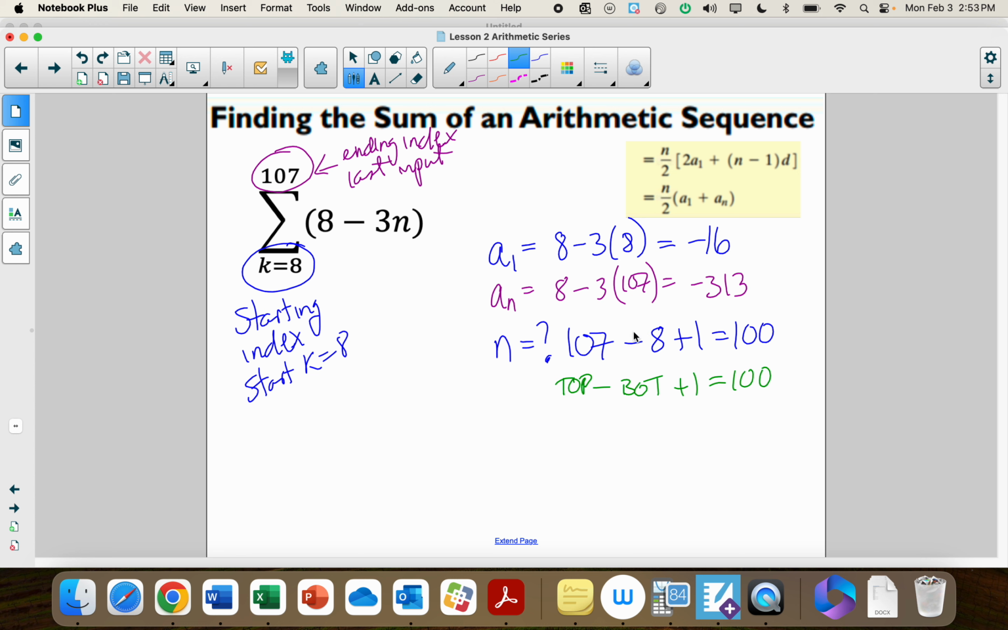And so now I know first term, last term, number of terms. So the sum is 100 over 2. First term is negative 16. Last term is negative 313. And you can throw that into your calculator to get a sum of negative 16,450.